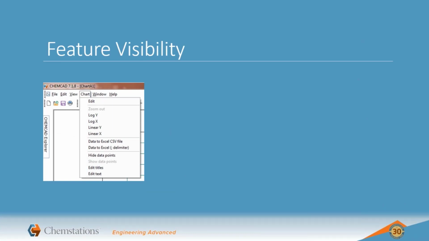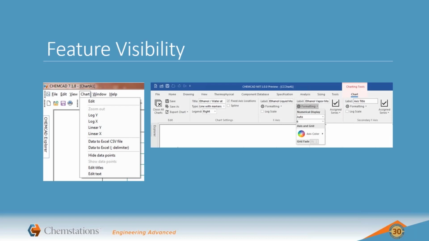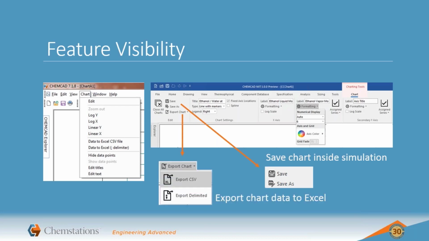The features available for any chart are greatly improved when compared to ChemCAD 7 and earlier versions, where the charting tools were all listed in the chart menu of the active chart. Customizing any chart usually required multiple clicks. In this version of ChemCAD, the features that apply to the active chart are all in one place. This layout brings visibility to both old and new features, especially the lesser known ones, such as the ability to save the chart inside the simulation and the ability to export the data to Excel.